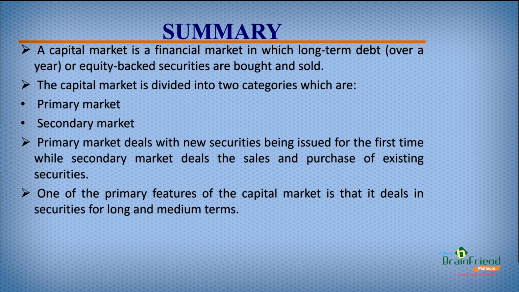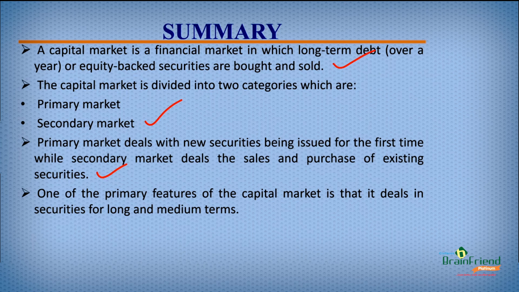Having said all this, let's take a quick summary of what we have learned in our class today. In today's class, I told you that a capital market is a financial market in which long-term debt over a year or equity-backed securities are bought and sold. I also told you that the capital market is divided into two categories, which are the primary market and the secondary market. Next, we learned that primary market deals with new securities being issued for the first time, while secondary market deals with the sales and purchase of existing securities.